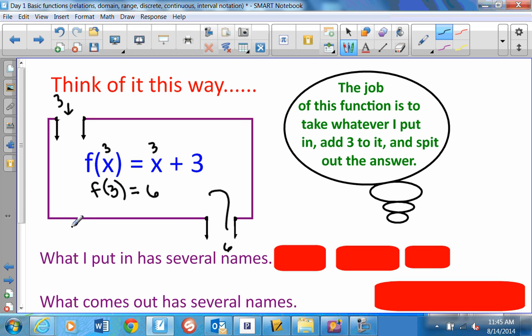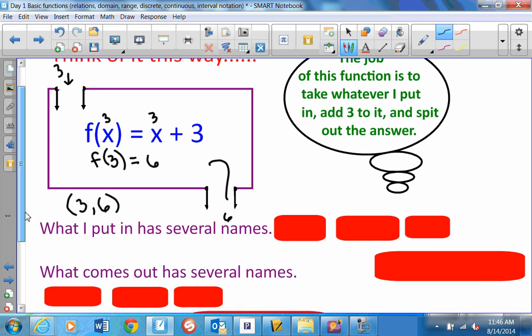And that can be turned into an ordered pair. The X came in, the Y came out. (3, 6) will be a point on that line. If the next step were to graph that function, it would be a line, and this point would be on the line. So the job of this function was to take whatever I put in, add 3 to it, and spit out the answer.